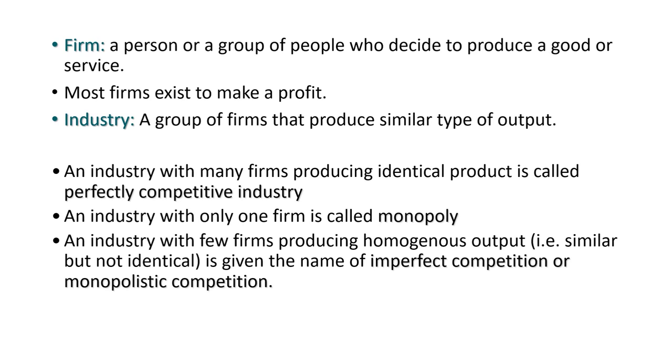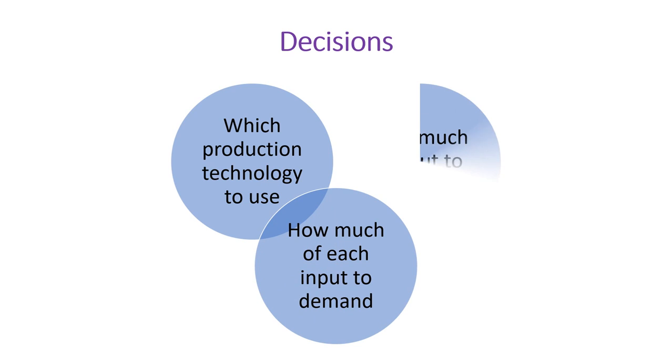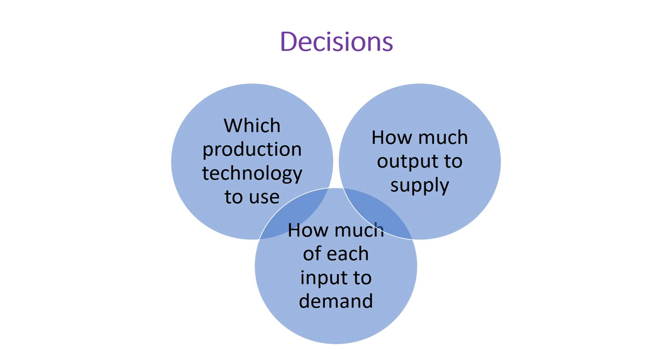To produce a commodity, a firm has to make certain decisions. Some of these decisions are which production technology to use, how much of each input to demand, and how much output to supply. Before studying the decision-making process of the firm, it is useful to introduce ourselves with basic terms first.